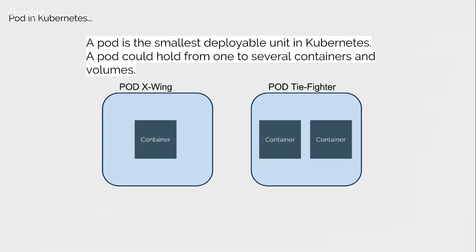So what's a pod? A pod is the smallest deployable unit in Kubernetes. It can contain one or more containers and volumes. And as you can see from those two pictures, we've got an X-Wing pod that has one container and a TIE Fighter pod that has two containers.